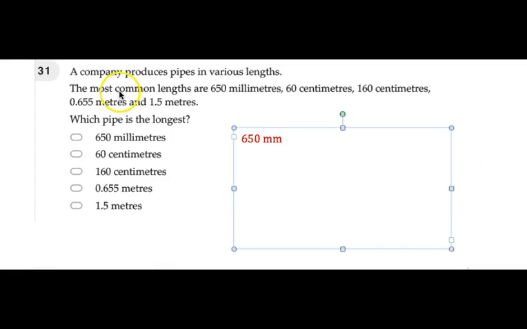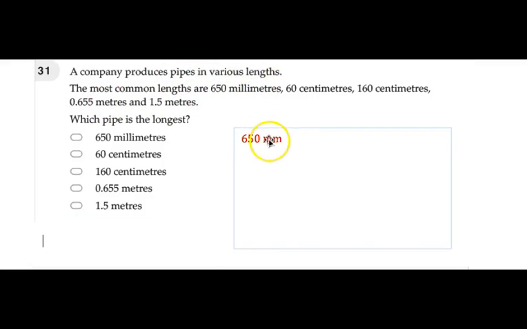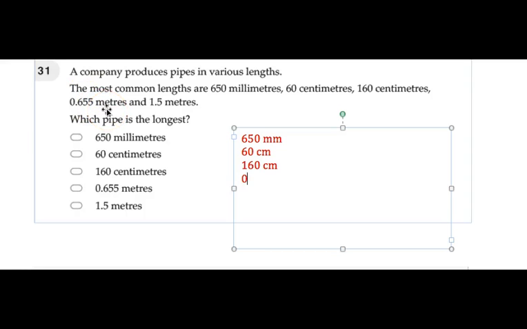Okay, now for question 31, a company produces pipes in various lengths, and the most common lengths are 650 millimeters, 60 centimeters, 160 centimeters for the third one, 0.655 meters, and the last one is 1.5 meters. Now it's asking which pipe is the longest.